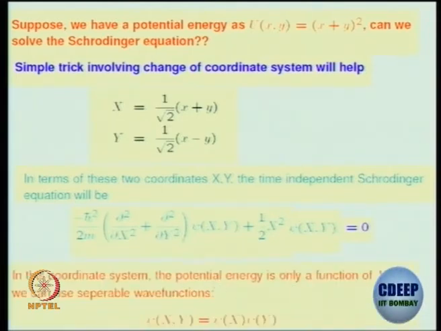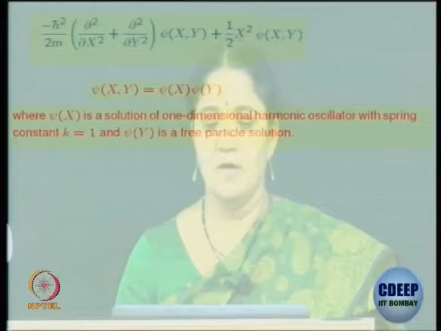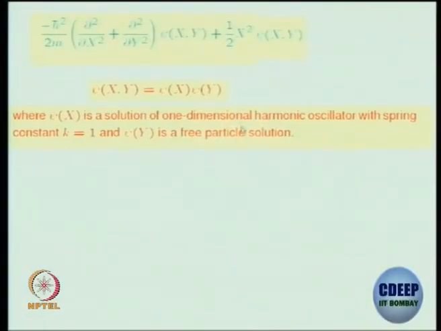So in these coordinates, the potential energy is only a function of capital X, and we can use separable functions, psi of X and psi of Y, exactly like what you did earlier. Use these separable functions, which is a standard approach, as I was telling you, in the 2-dimensional harmonic oscillator or the 2-dimensional particle in a box. And then, as was already pointed out, psi of X will behave like a solution to a harmonic oscillator with spring constant, let us say k equal to 1, and psi of Y is like a free particle.